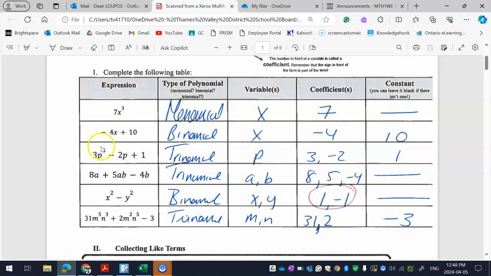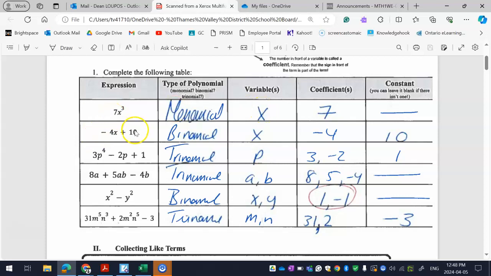Coefficients are the numbers that go in front of the variable. So just be careful with the sign. So for example, this is -4. So this would be -4. A lot of people put +4 or they'll just put 4. You don't need to put +7 here, but if you want to put +7 for the first one instead of just 7, you can do that.